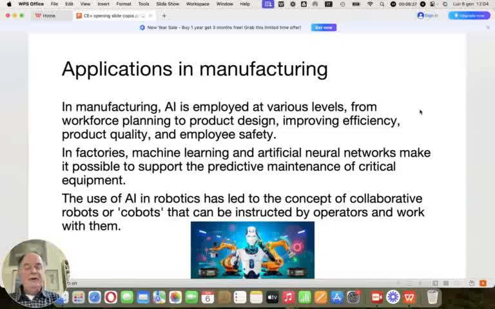In manufacturing, AI is employed at various levels, from workforce planning to product design, improving efficiency, product quality, and employee safety. In factories, machine learning and artificial neural networks make it possible to support the predictive maintenance of critical equipment. The use of AI in robotics has led to the concept of collaborative robots or cobots that can be instructed by operators and work with them.